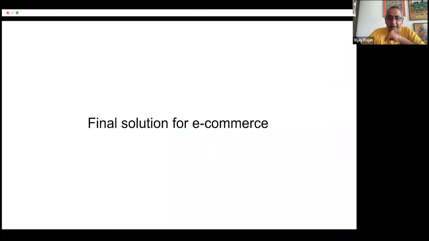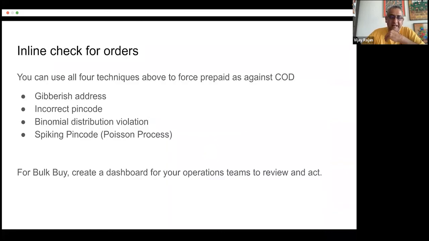And we had prevented a lot of fraud that was happening. And just as if you're interested in e-commerce and you wanted to put each of these solutions in order, I'd put the gibberish address detector first, followed by incorrect pin code, followed by a binomial distribution violation of the actual customer, and then spiking of the Poisson process. So I'd put these in some order so that you could say that this order needs attention of some sort. And for bulk buy, you could create a separate dashboard for your operations team, and they can review and act on it. They can either cancel all these orders, or they can call them up and re-verify, or decide to ship it.